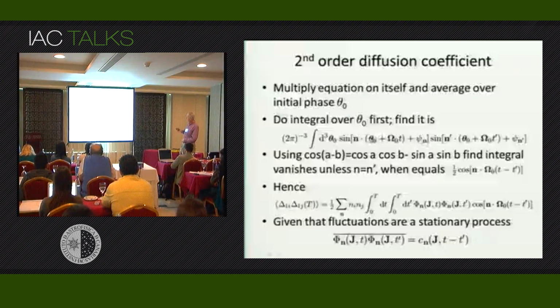Some simple trigonometry tells you that this average vanishes except when n equals n primed. And when n equals n primed, you can figure out what it is, and the answer is that the integral becomes simply this cosine with respect to t, this cosine here. So now we've done the averaging over the angle variables and stuffed it back in here. We've got rid of one of the integrals, and we now still have an integral dt and dt primed.